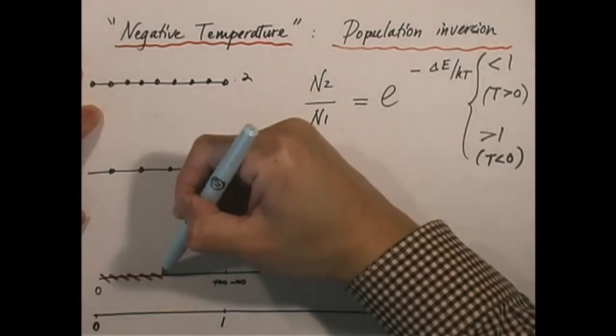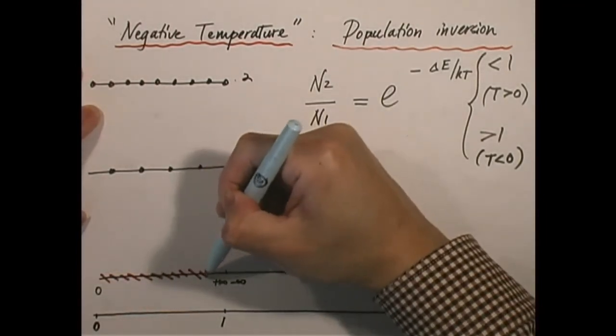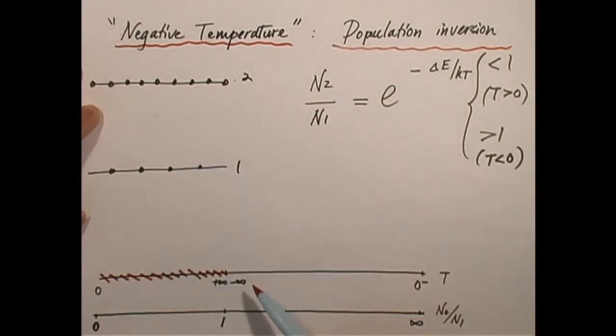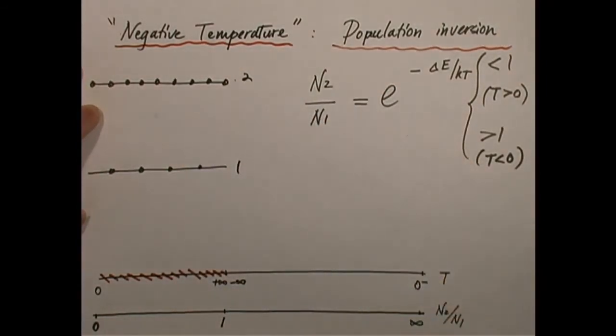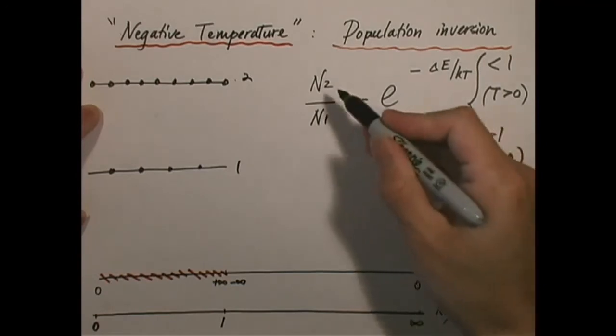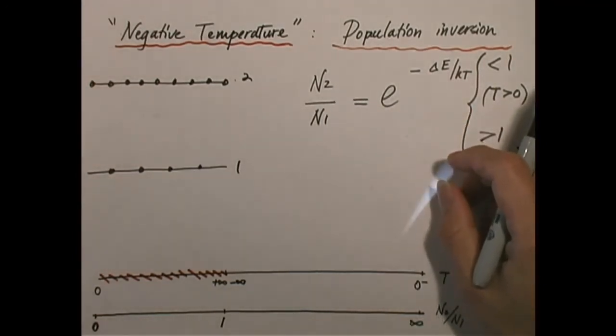Physically, this region is physically allowed. But it turns out that when you see n2 greater than n1, you have to interpret this as a negative temperature. The question is, is there such a thing, such a system in nature such that n2 is greater than n1? Well, the answer, surprisingly, is yes. Not only do we have such systems, it is actually fairly common.